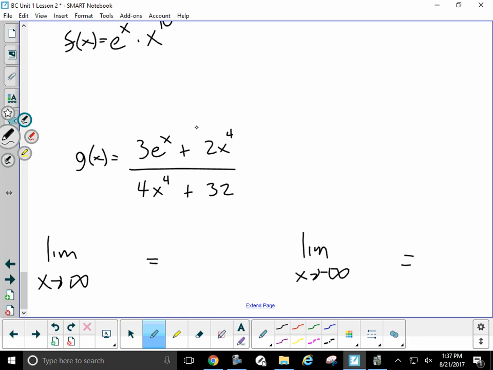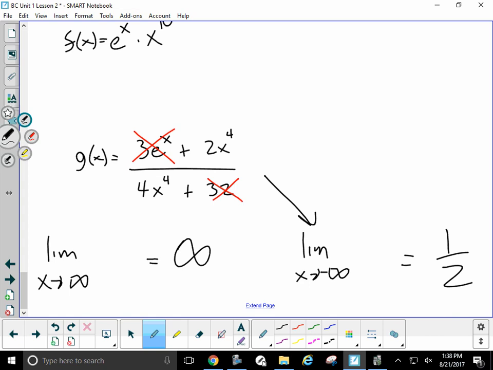First one would be approaching positive infinity. e to the x will dominate the growth. It'll go faster than x to the fourth. Positive infinity wins. But as x approaches negative infinity, the e to the x would go to 0. The 32 would not matter. We'd end up with 2x to the fourth over 4x to the fourth. This would be approaching a half. Okay?